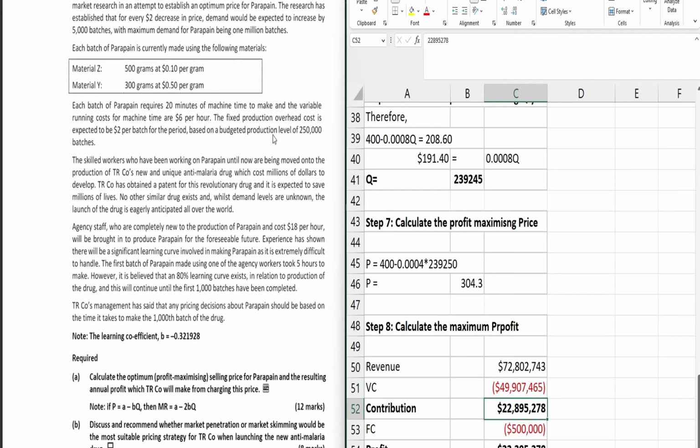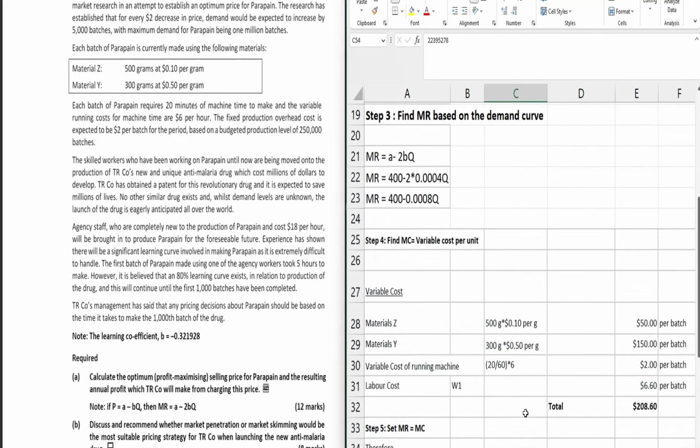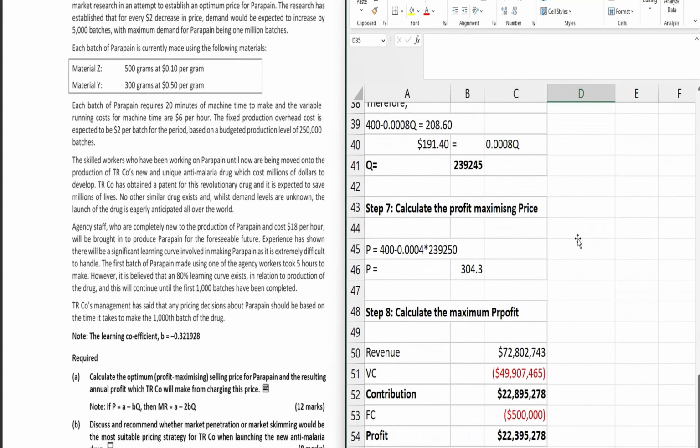And in question they mention the fixed cost as well, which is the 2 per batch, and this is based on the budgeted production level of 250,000 batches. So multiplying these two will give our fixed cost, which is the 500k, and here is the profit which question has asked you to calculate at the selling price of 304.3. All right, so this is only for 12 marks and it's very easy, easy marks. So only challenging part will be the learning curve one. But if you guys are confident with the calculation, it is very easy to solve. All right, so it's for 12 marks.